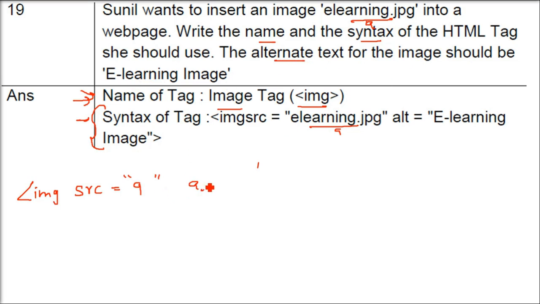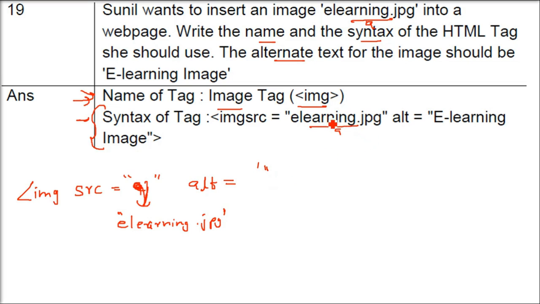Now alternate text you have to write. They have also given alternate text. So ALT, and then you have to write the whole thing. You have to write SRC elearning.jpg here. And if there is some path, then you have to specify the path also, because in the question it is not being given. So we are just writing the image name.